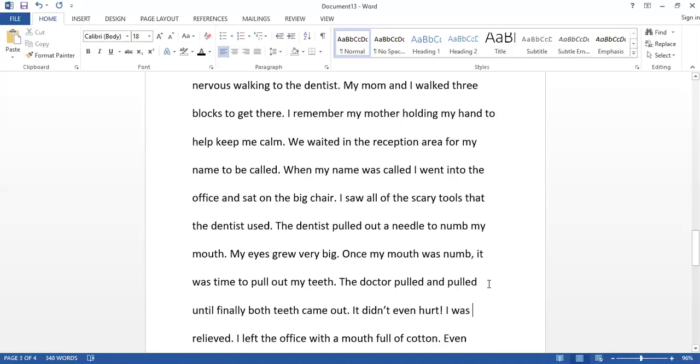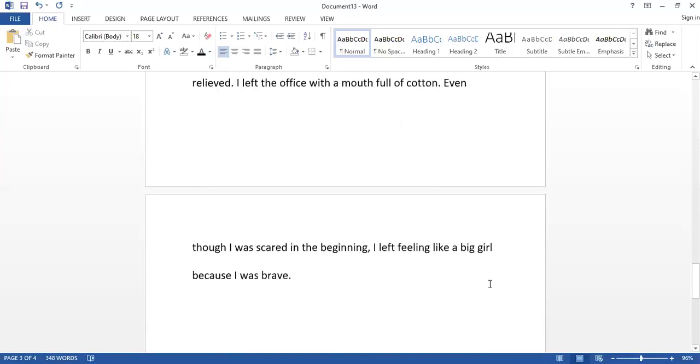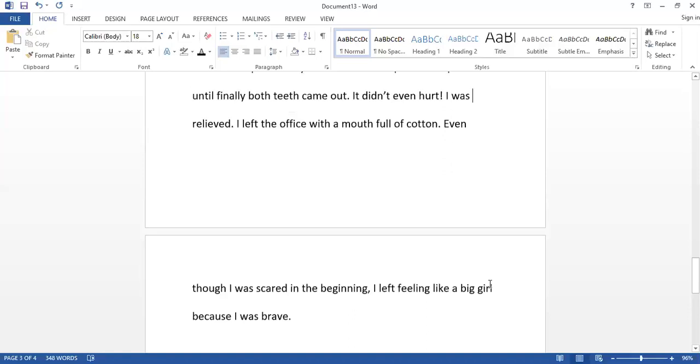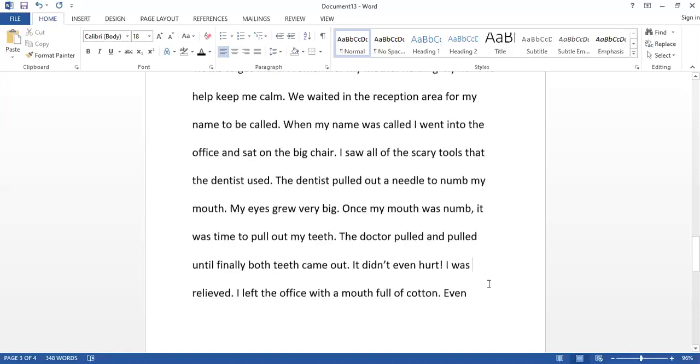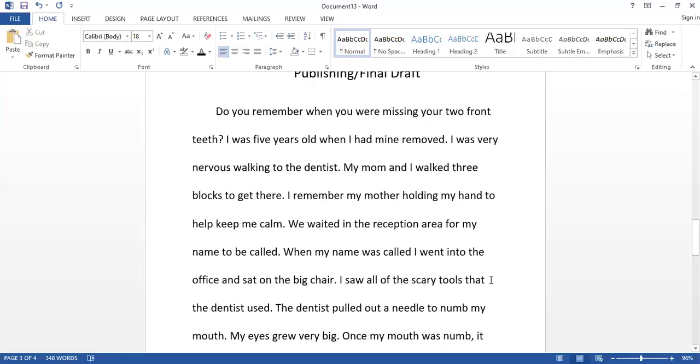Okay, so as you can see, everything is in one color. All of the strikeouts are gone. And boys and girls, as you notice, even though I was doing my publishing or final draft, there were still some things that I needed to change. I still found errors. So that is what I was saying at the beginning. In writing, it is a process. You're not going to get it right the very first time. Good writers go through the process, adding and deleting.